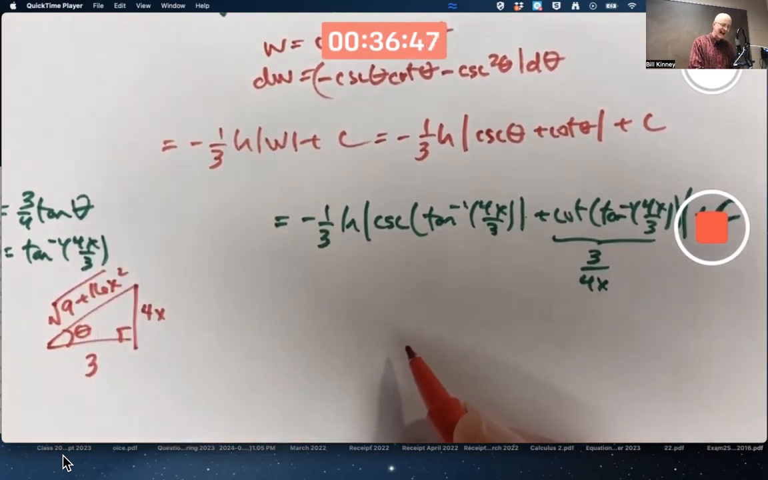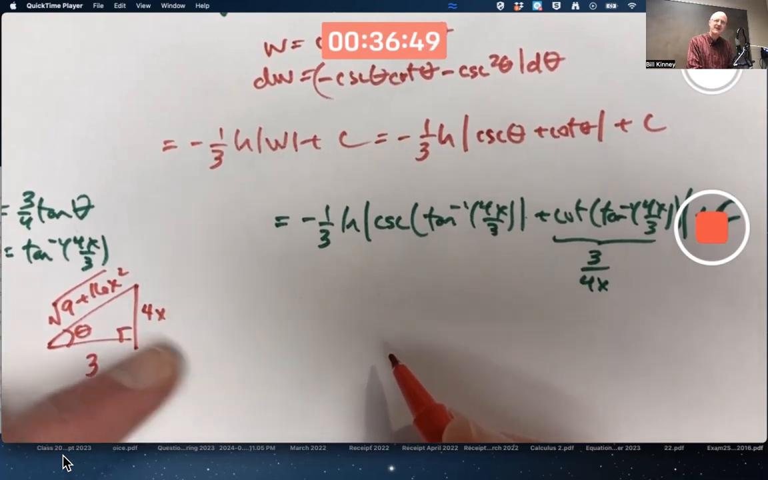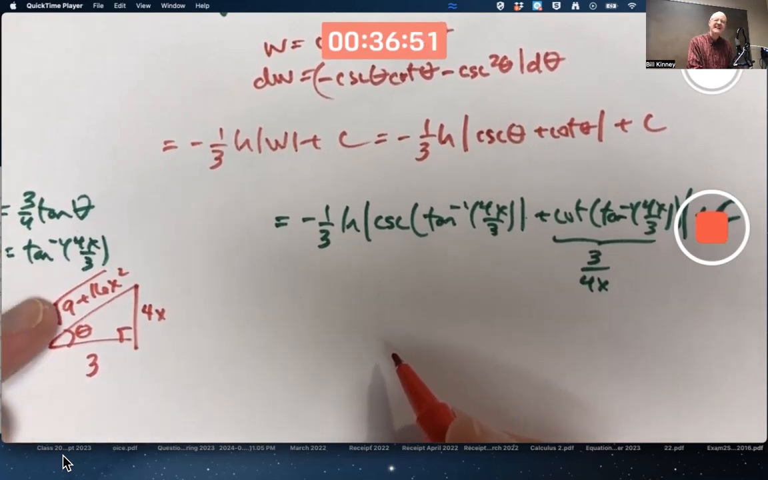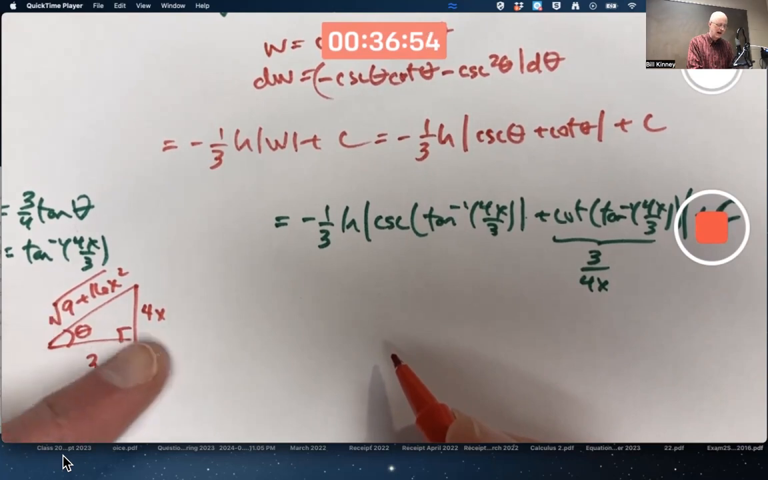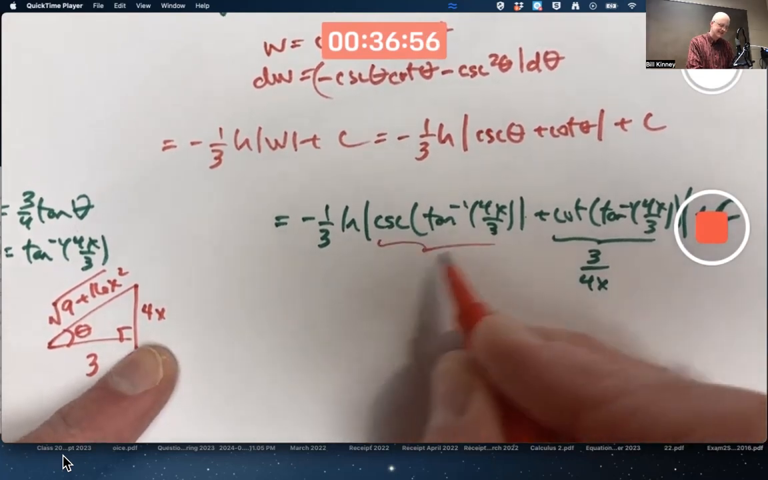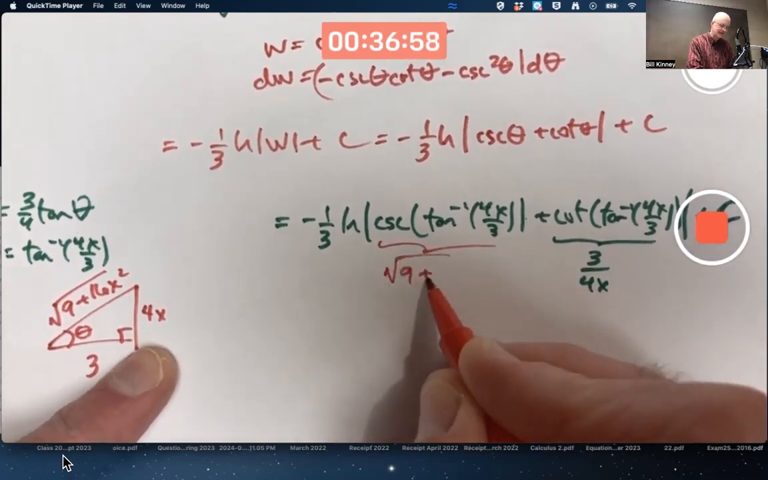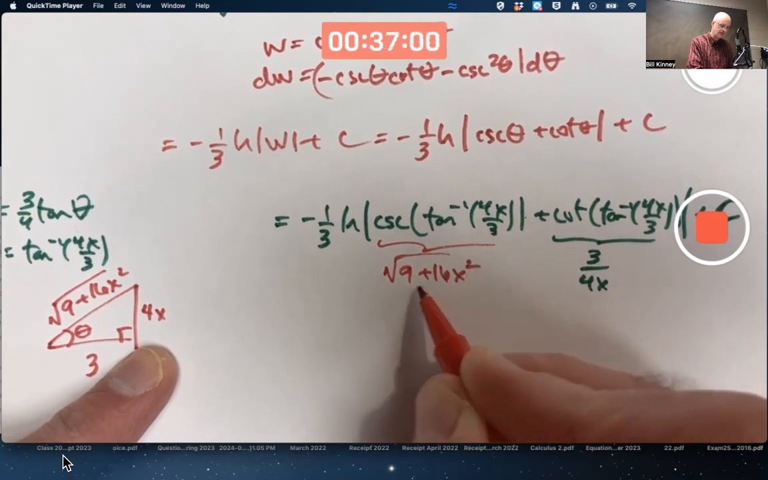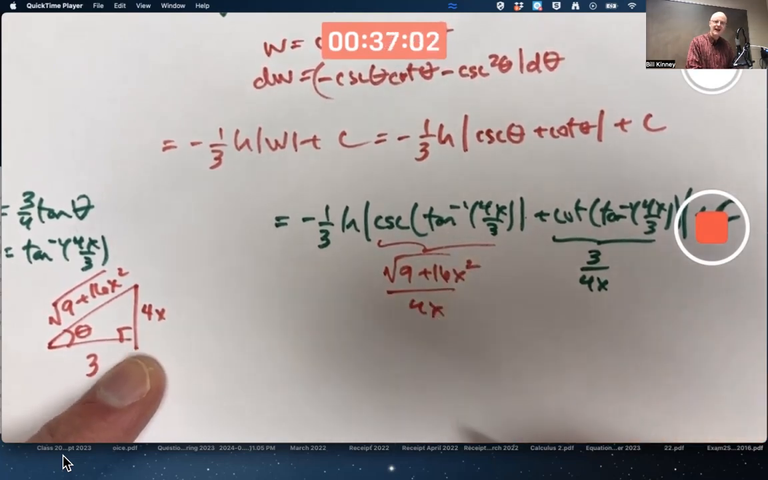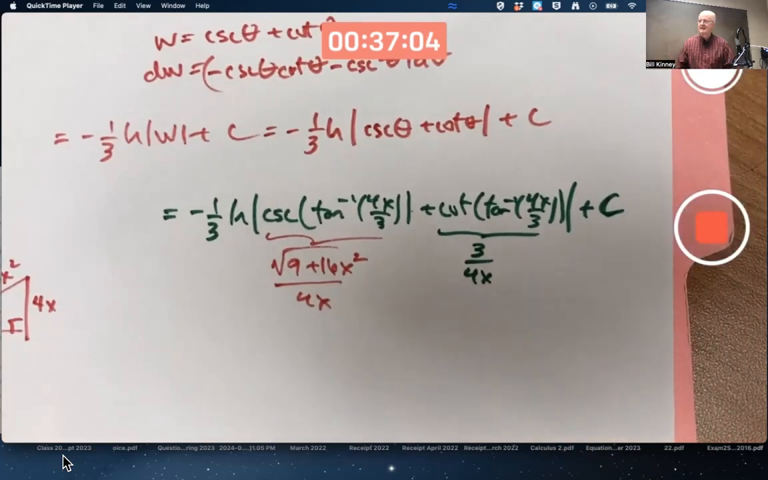Cosecant is 1 over sine. Sine is opposite over hypotenuse. So cosecant is hypotenuse over opposite. This is the square root of 9 plus 16x squared over 4x. And after those replacements, it'll be as simple as it can be. Wow. I won't bother rewriting it.